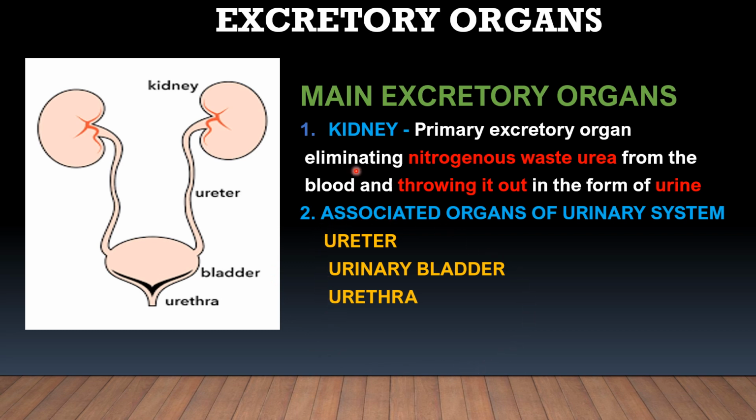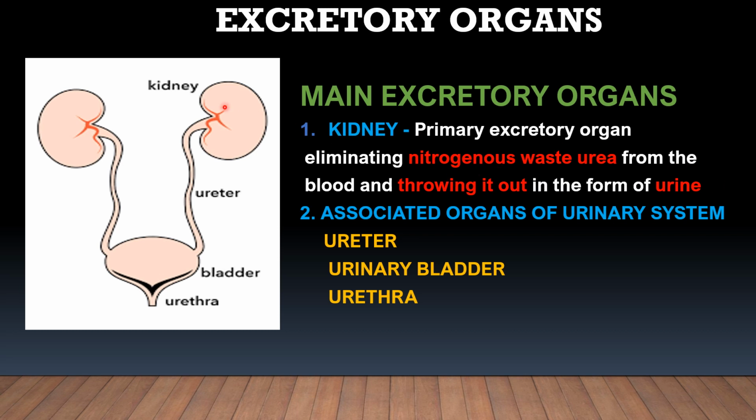The kidney is the primary excretory organ that eliminates nitrogenous waste. Which is the nitrogenous waste? Urea, from the blood, throwing it out in the form of urine. The kidney eliminates nitrogenous waste urea in the form of urine. Urea is present in the blood. Who will eliminate that urea from the blood? The kidney will eliminate the urea from the blood, in the form of urine.